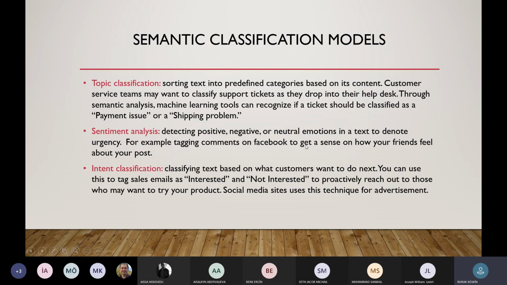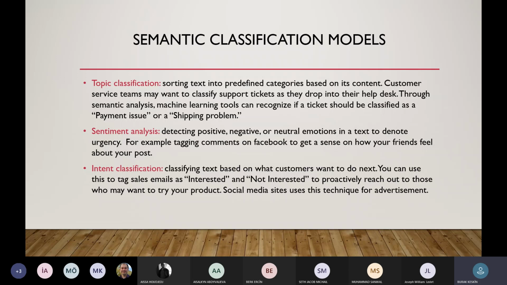We have semantic classification models in order to make our jobs easier. The first classification model is topic classification, sorting our text into predefined categories based on its content. Customer service teams may find it useful to classify support tickets as a payment issue or shipping problem, for example.